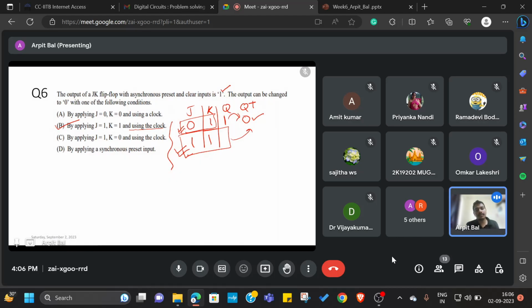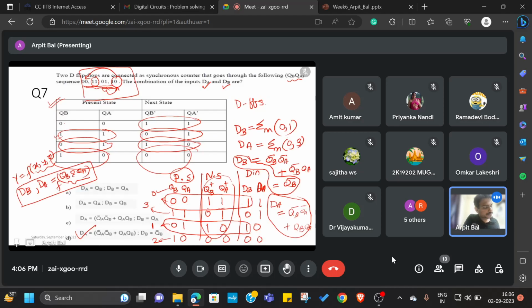So that also satisfies our condition, but the option that was given to us is only 1, so j is equal to 1, k is equal to 1, and using the clock.